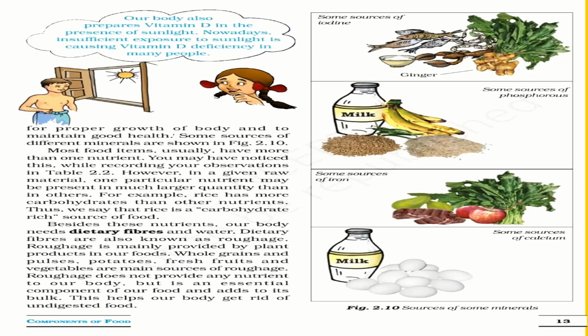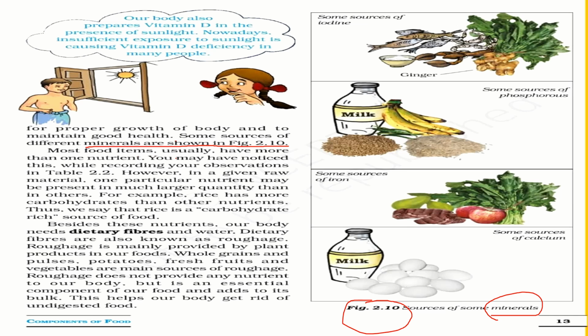Next, for proper growth of the body and to maintain good health, some sources of different minerals are shown in figure 2.10. This figure shows the sources of some minerals: egg, milk, fish, green leaves, banana, and vegetables, which contain some minerals.